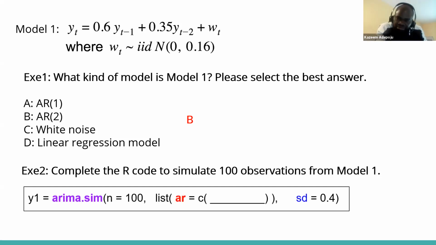Now, let me tell you this. In the multiple choice part of the exam, if I write a question like this and I want you to complete it because some things are missing, the ones that are missing are the 0.6 right here and the 0.35, because this is AR of order 2. This is a population model. I think you get it now.